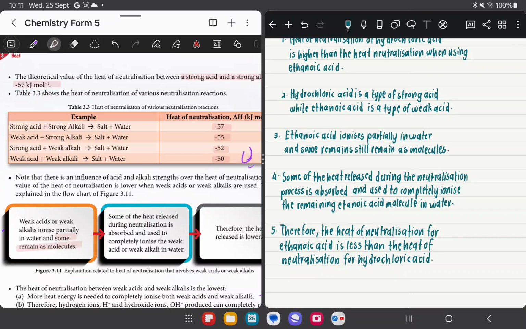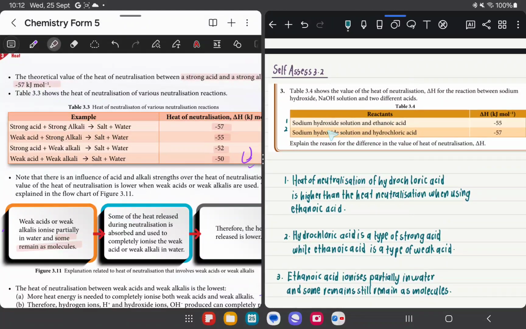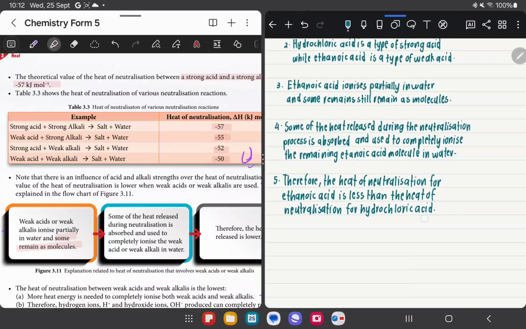So what they do, the heat that they released at first, it will be reabsorbed back to ionize the ethanoic acid molecules yang masih remain as molecule tu. So it will change to ion. So yang dia serap-serap tu dia menyebabkan heat tu getting lesser lah. That is why the ethanoic one is lower than hydrochloric acid.